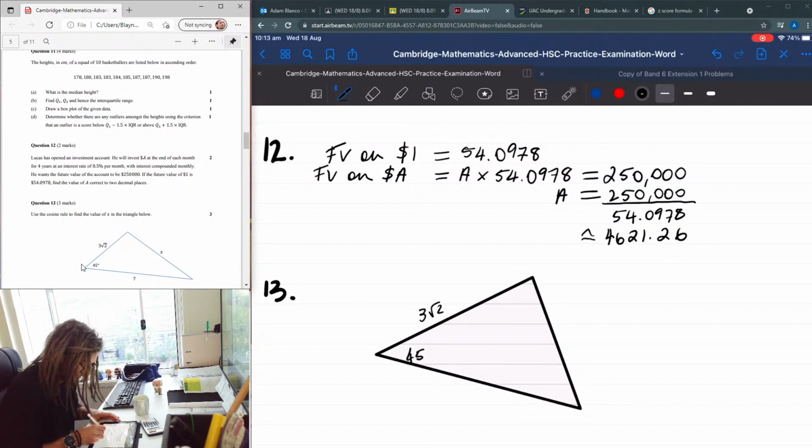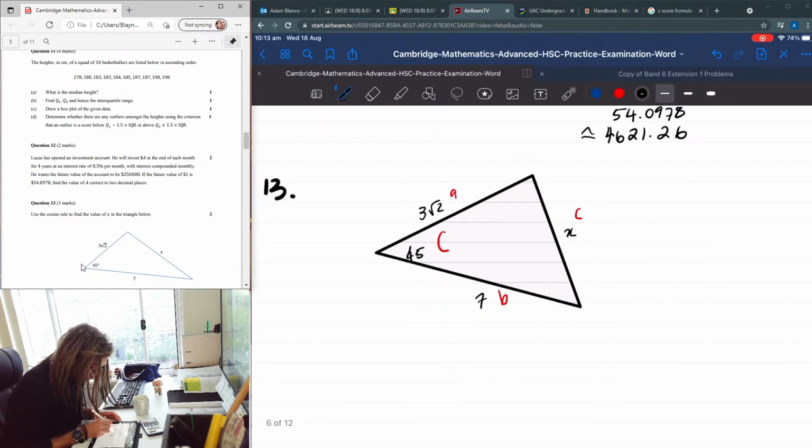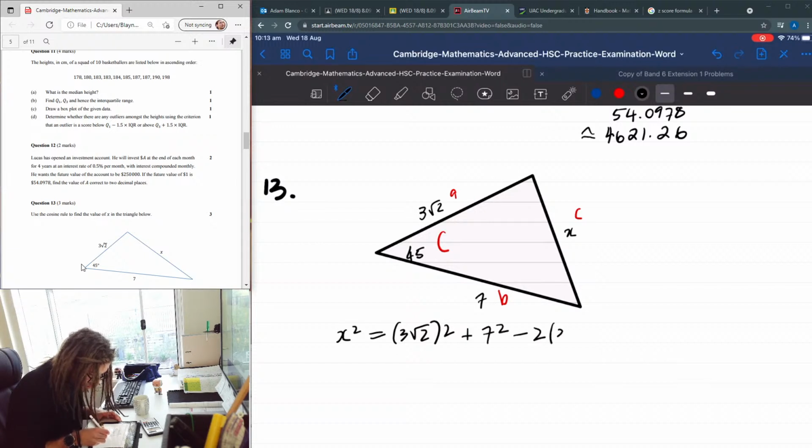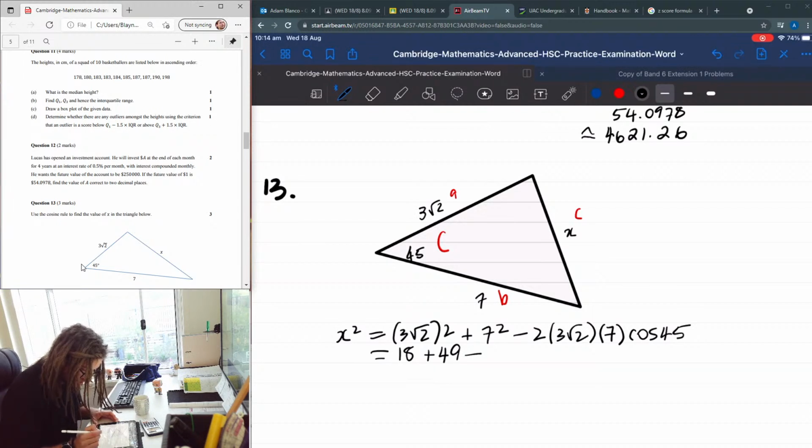3 root 2, 7, x. So that's going to be C, A, B. So what I'm trying to find is x. So it's C squared equals A squared plus B squared minus 2AB cos C. Okay, that's 9 times 2 is 18 plus 49 minus, that's 14 times 3, or 6 times 7 is 42 root 2.